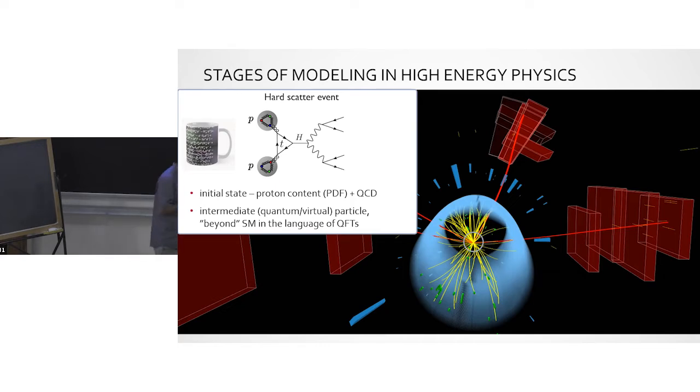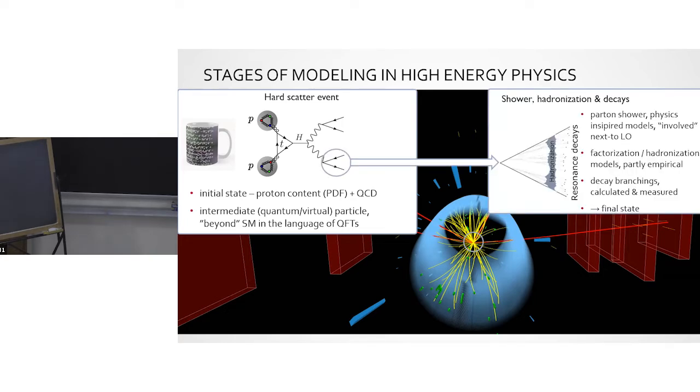The initial state then produces virtual particles in the quantum sense. These are the ones that we are mostly interested in. These have the interesting effects. And then these particles decay. All that is described by quantum field theories, but things don't stop here.